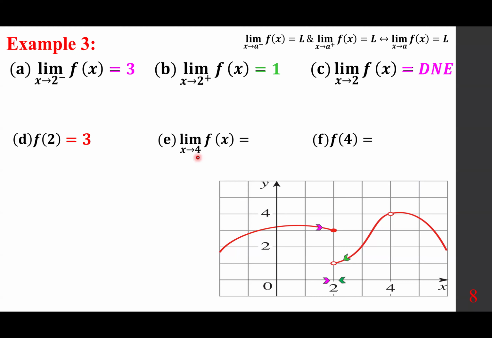What about 4? Locate the 4 along the x-axis. The left side moving this way, the right side moving that way. Both of them are moving towards this hole, which has y coordinate equal to 4. Therefore, the limit of f of x exists as x approaches 4, and it's equal to 4.